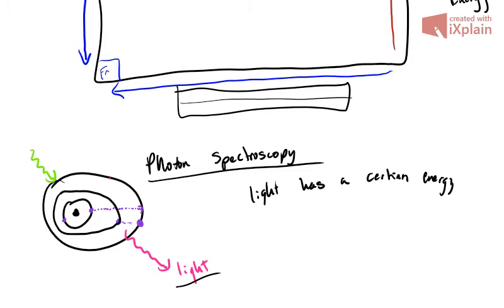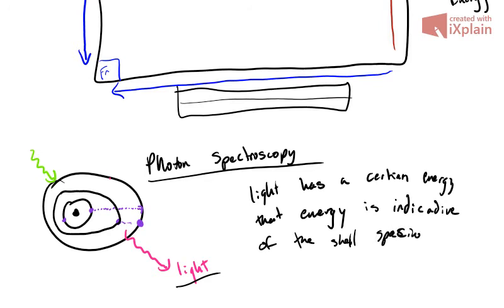Okay, light has a certain energy. When it gets released, that energy, big word coming in, is indicative. I don't know if I'm going to spell this right. Indicative, probably not, of the energy shell spacing. Now, each element has its own individual spacing. So, through photon spectroscopy, we can figure out what element we're dealing with based on the energy shell spacing. That's what photon spectroscopy is used for.